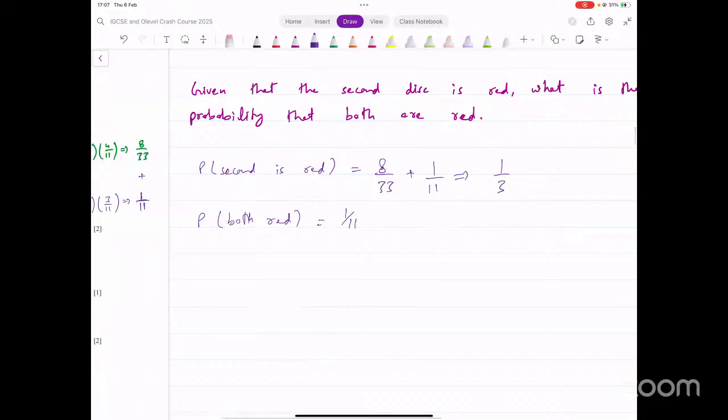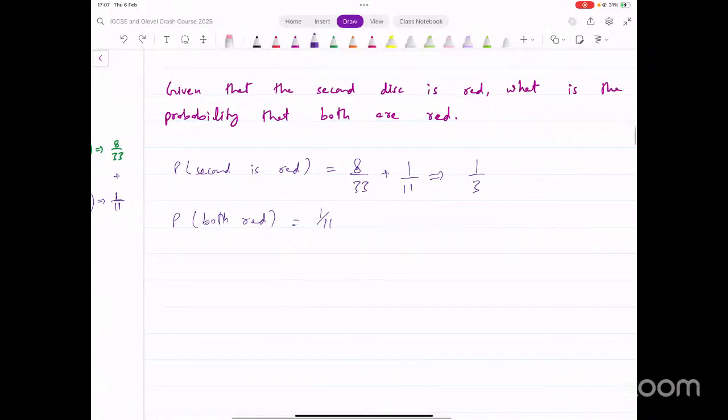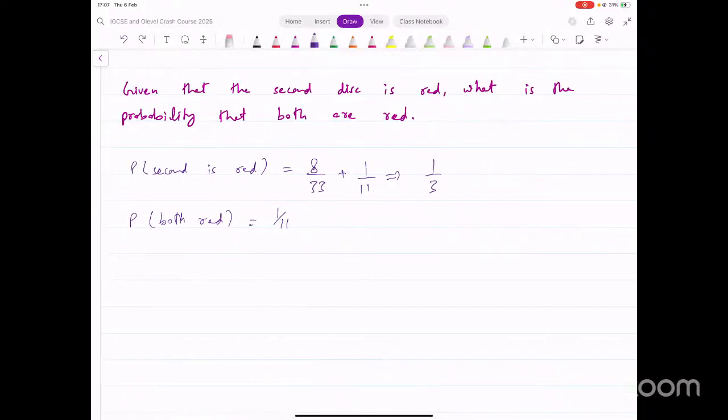When both are red, it's obvious that the second is red as well, right? So what about the conditional probability now that they're asking about? What is that probability going to be now? How do we write that? We can say that probability equals, in the denominator, we have what is given. What is given? That the second disk is red. That is the probability of the second being red. That's given. We have that in the denominator here. Okay, so in the denominator, you have what is given.